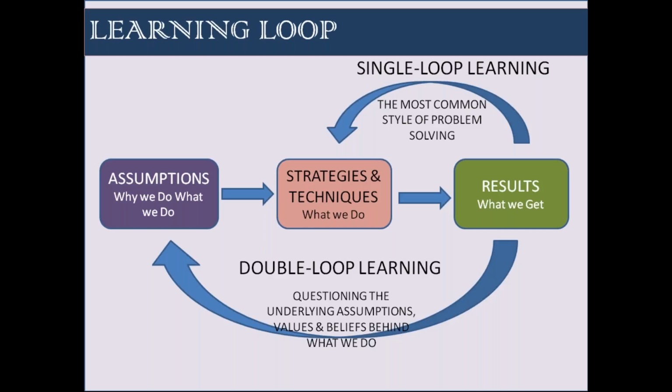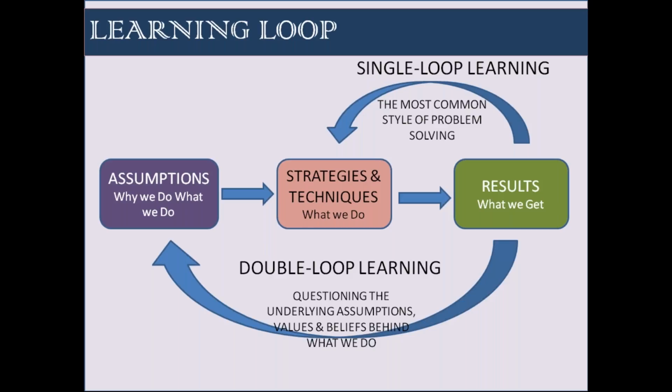This is what we call double loop learning, which is questioning the underlying assumptions, values and beliefs behind what we do. Unless we are able to question these underlying assumptions, we will not be able to achieve the result. We will remain in the single loop learning method, and without being aware of it, we will be choosing strategies and techniques which may not yield the results that we want, while the same set of assumptions is operating behind. So this is one important way to do adaptive learning.